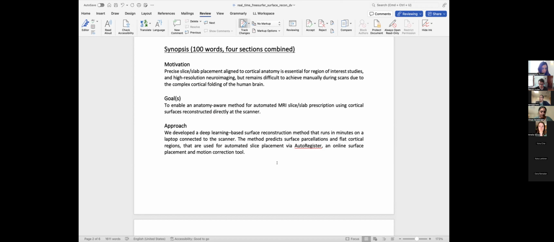So our goal here was to enable this type of automated MRI slice or slab prescription by using deep learning methods that could construct the cortical surface directly at the scanner. Having said that, let me just go to the figures.